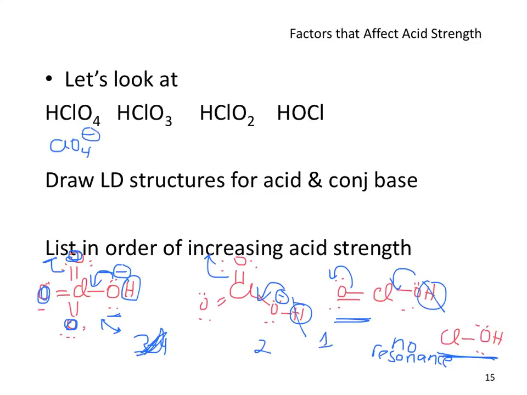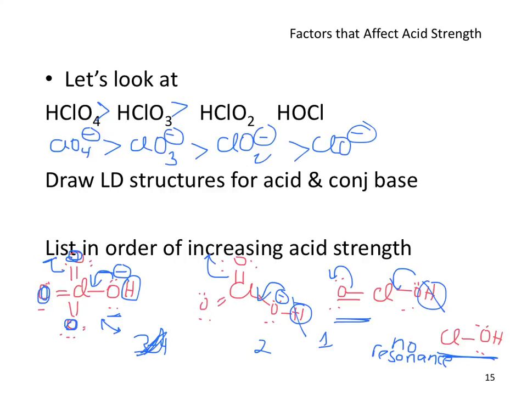ClO4 negative, so the perchlorate, that is most stable, and ClO with the negative charge is least stable. So hopefully you can see the acidity is going to be in that order as well. So stability of the conjugate base is going to stabilize or provide a greater acidity for the corresponding acid.